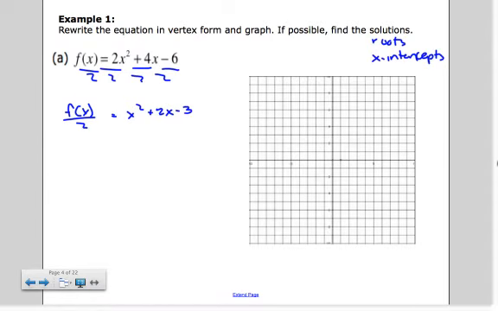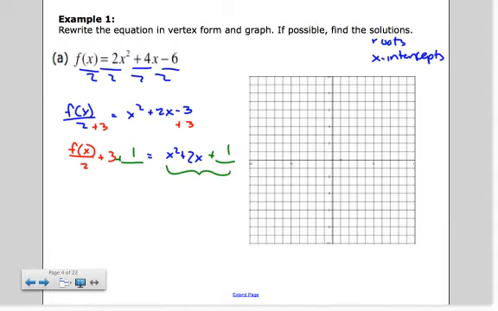Now move the c. So I'm going to add 3 to both sides. That's f of x over 2 plus 3 equals x squared plus 2x plus blank. I need to make sure I have that plus blank in there. Now to complete the square, I divide the b term on this side by 2, and I square it. So that'll be 1. And I'm going to add 1 on both sides.